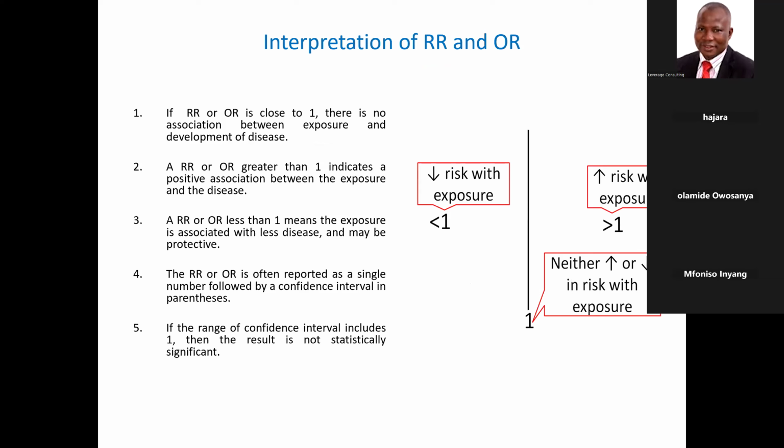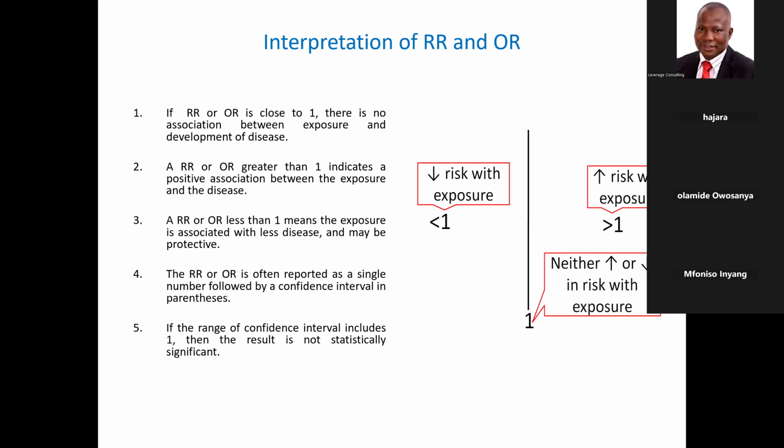Now, let's look at the interpretation of this odds ratio and relative risk. If relative risk or odds ratio is close to 1, there's no association between exposure and disease. In fact, if it is 1, it means there's no association. The reason is that you are dividing two risks or two odds. If you divide two things of the same value, it gives you 1.